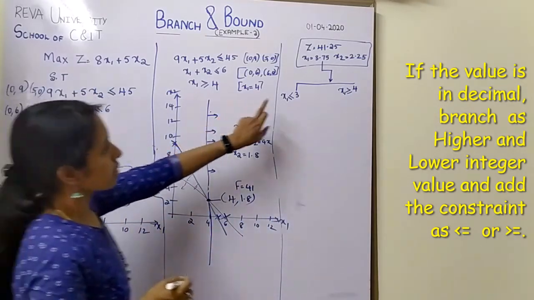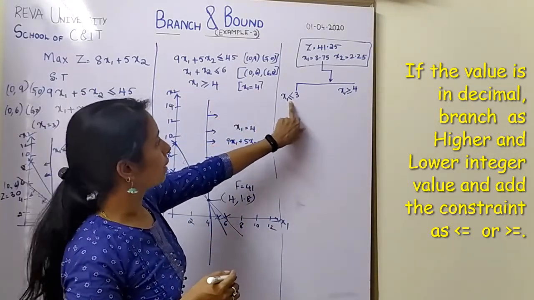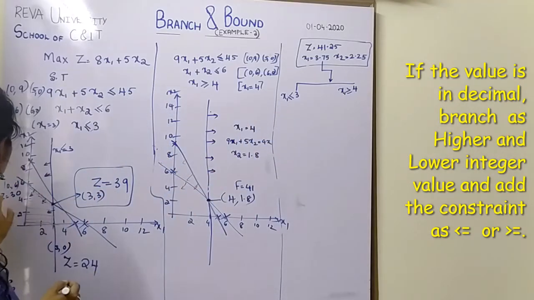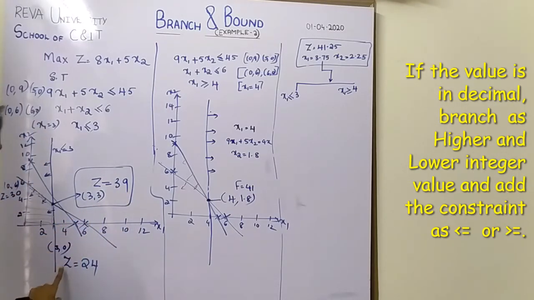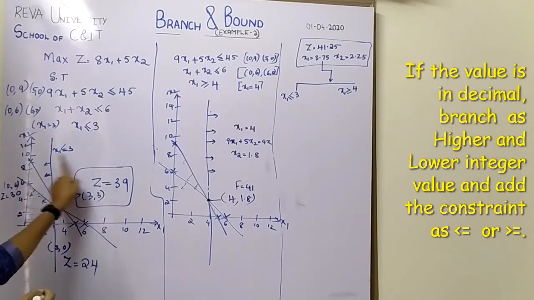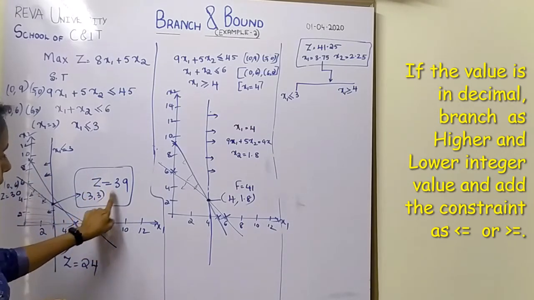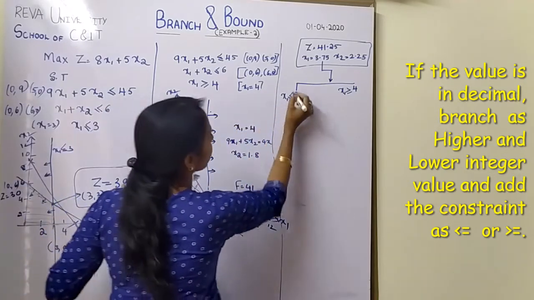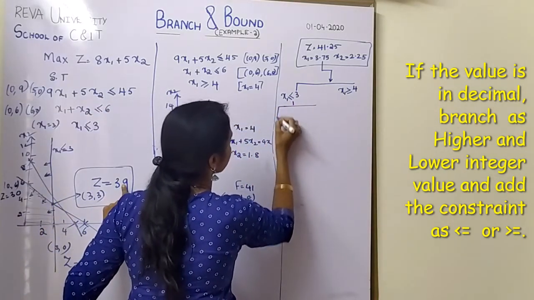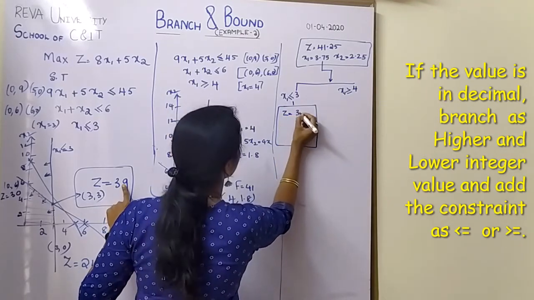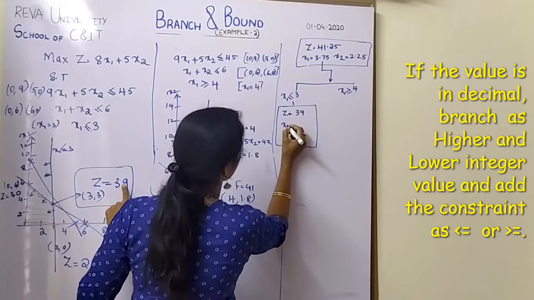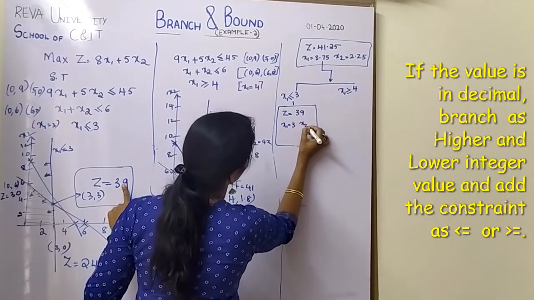Now, suppose I consider x1 is less than or equal to 3, what are all my points? 0, 6, z value is 30; 3, 3, z value is 39; and 3, 0, z value is 24. So which is maximum here? 3, 3 and z value is 39. If I consider x1 less than or equal to 3, z value equals 39, x1 is 3, x2 is 3.